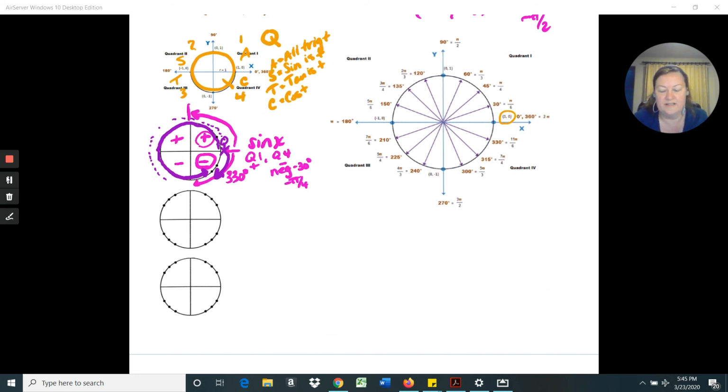All right, so let's just do this a few more times so you get the hang of it. If I'm doing cosine, all students, so I know cosine is positive here. Sine is positive here. That means cosine's negative here. Tangent is the only thing positive here. That means cosine is negative here. And calculus, so positive here.